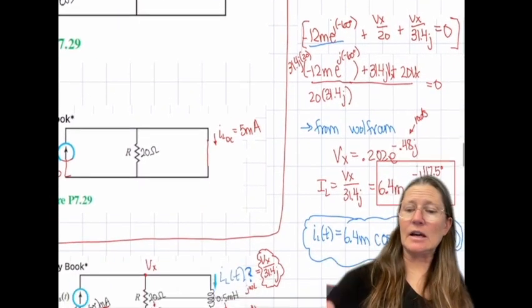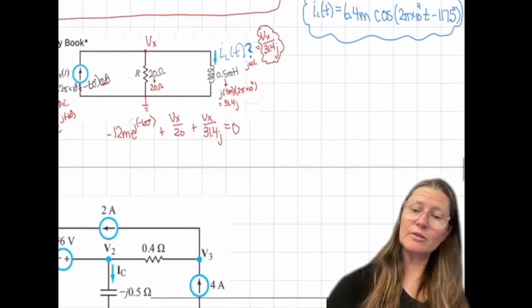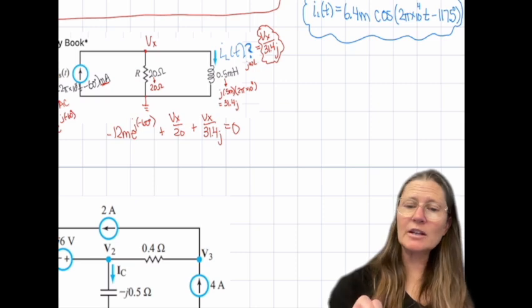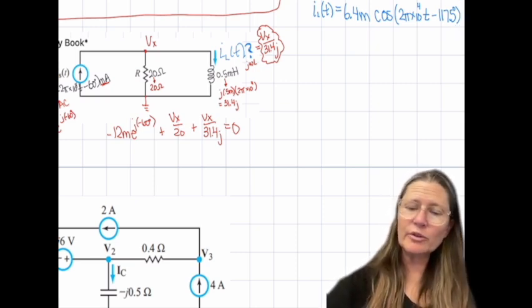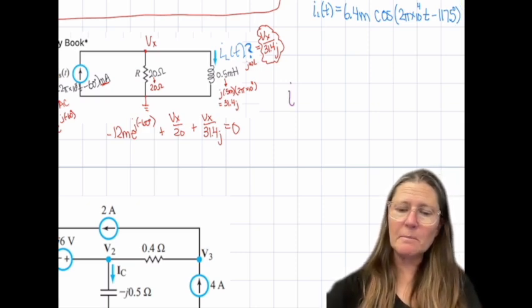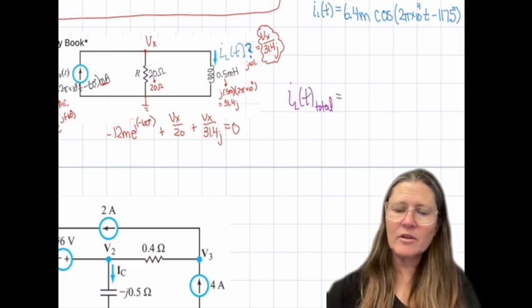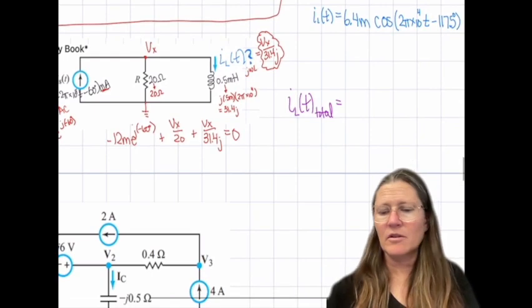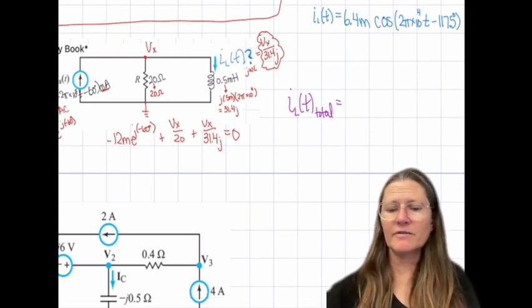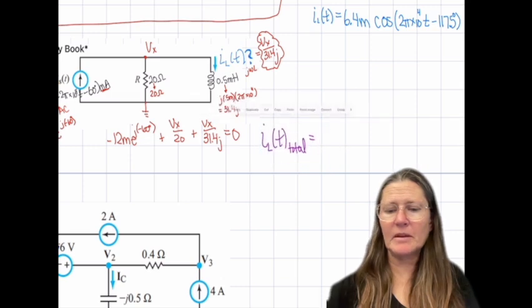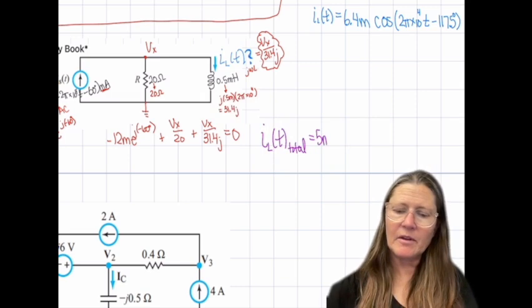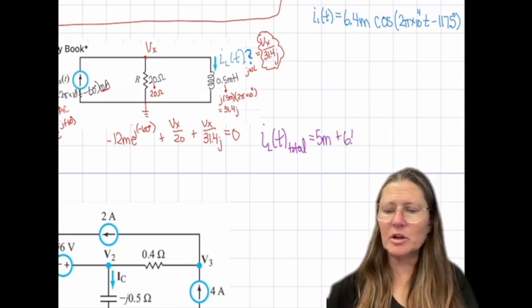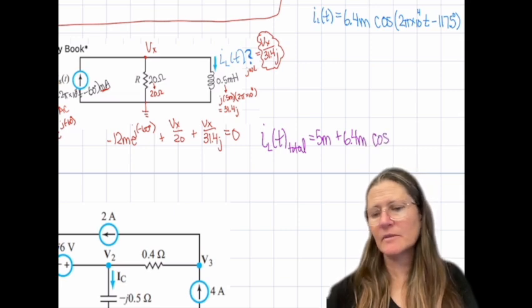All right, questions? So I forgot to add in, this is the AC time. So the total one is going to be what? IL of t total. We have to add in the 5 milli, right? So it's going to be 5 milli plus the 6.4 milli cosine.